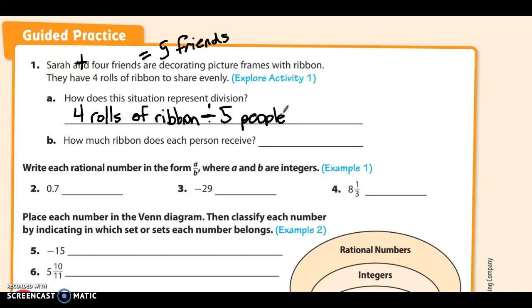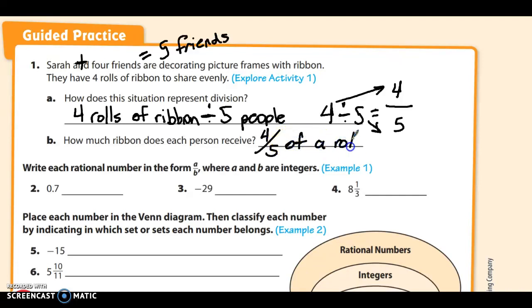Question B says, how much ribbon does each person receive? Do you remember before that when we had 4 divided by 5, the dividend becomes the numerator and the divisor becomes the denominator? What's the answer? It is 4/5. And it's not just a fraction, it's 4/5 of a roll of ribbon. So I'll just say of a roll. 4/5 of a roll. Now this right here is just notes. This is not your answer. But it is important to understand that. Okay. All right, moving on.